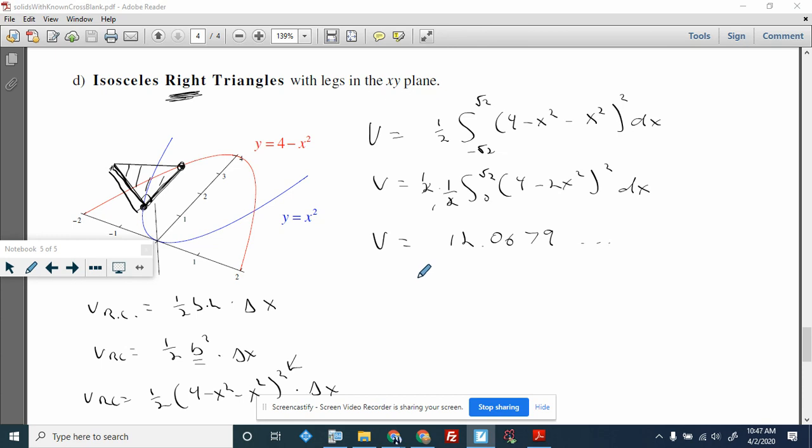Now, I did these with respect to x. All I had to do is say, hey, let's make the cross section perpendicular to the y-axis as opposed to the x-axis, and then everything would be done with respect to y, much the same way that you did the revolution problems with respect to y.